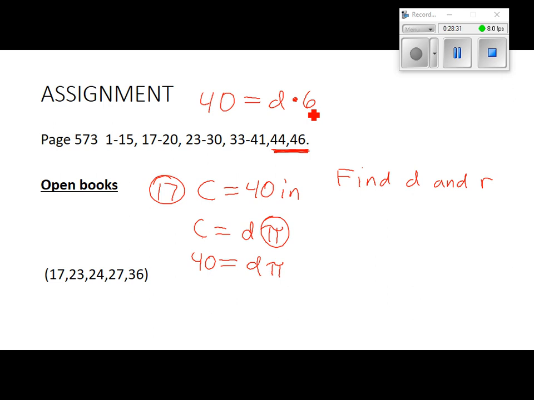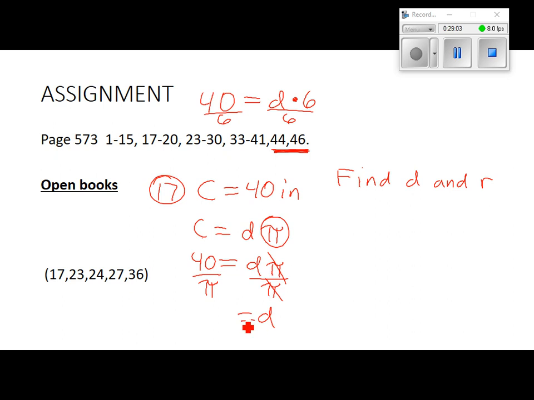What would you do to both sides to get the d by itself? Divide both sides by 6. If I'm multiplying d times pi here, what are you going to do to both sides to get the d by itself? Divide both sides by pi. So on your calculators, all you're going to do is take whatever circumference they give you and divide it by pi. And that's going to leave you with the diameter.